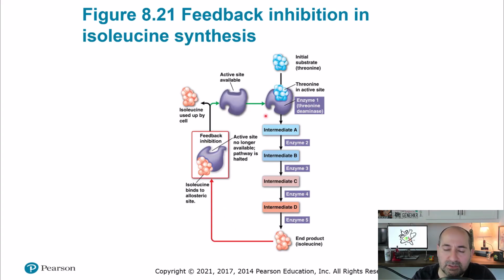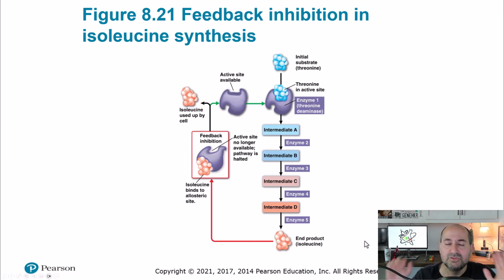Why would you want to do that? Well, if you've made a sufficient threshold concentration of isoleucine, then you wouldn't need to continue making more isoleucine because you don't want to run out of your initial substrate threonine. So you need to feed back and put the brakes on the system. At that point, if you ever do run low on isoleucine, if this product does ever drop below that threshold concentration, that would free up these enzymes to make more isoleucine.